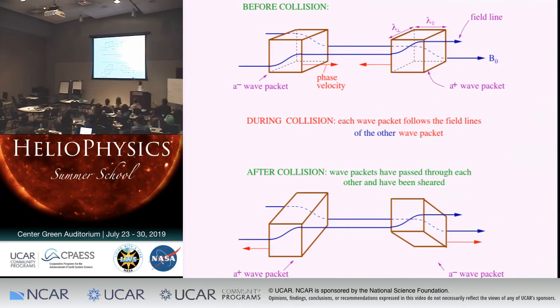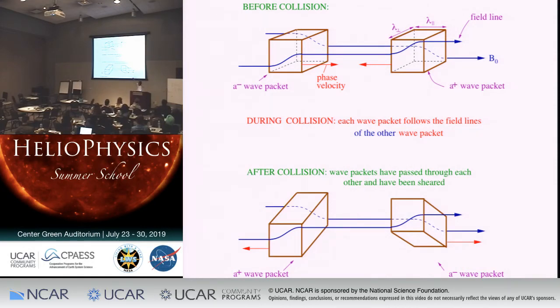So each of these wave packets is going to follow the field lines of the opposite wave packet. The one on the right comes in to the right. It hits this. The front face of it goes down this slope here. The front face gets sheared downward. The rear face of this A plus wave packet comes along and it hits this field line and it gets sheared up. So the A plus wave packet, after the collision, is going to look like this. It got sheared.